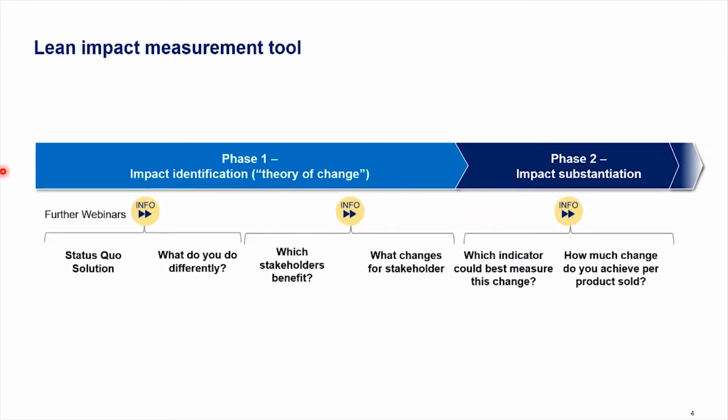The measurement approach is divided in 2 phases. In the first phase, you only identify the impact that you have. So, for example, identifying your stakeholders, your beneficiaries. In the second part, we will then ask you to quantify these changes, but this is only after you have a good understanding of your impact.